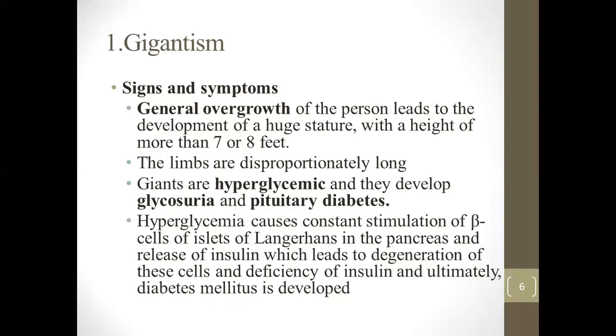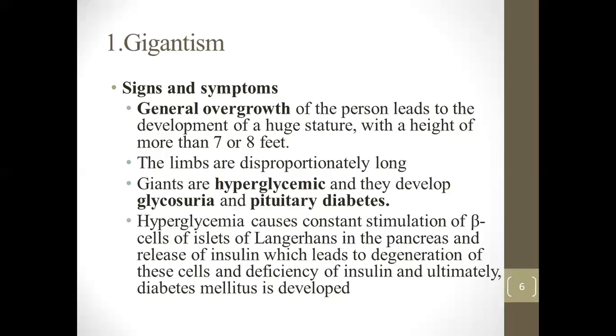Hyperglycemia is basically an increased concentration of glucose in the blood. This high concentration stimulates the beta cells of the islets of Langerhans in the pancreas to release insulin, so that this insulin will decrease the level of glucose in the blood. But what will happen to these cells? These cells will degenerate, leading to a deficiency of insulin, and diabetes mellitus is developed.